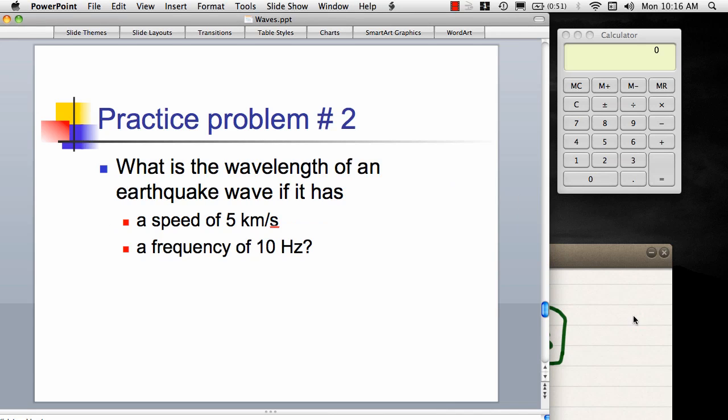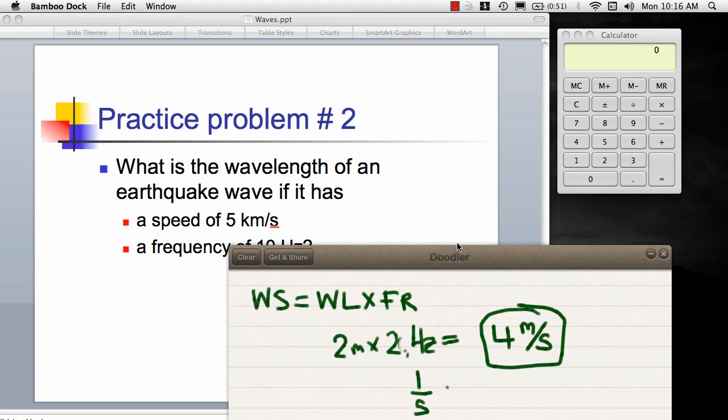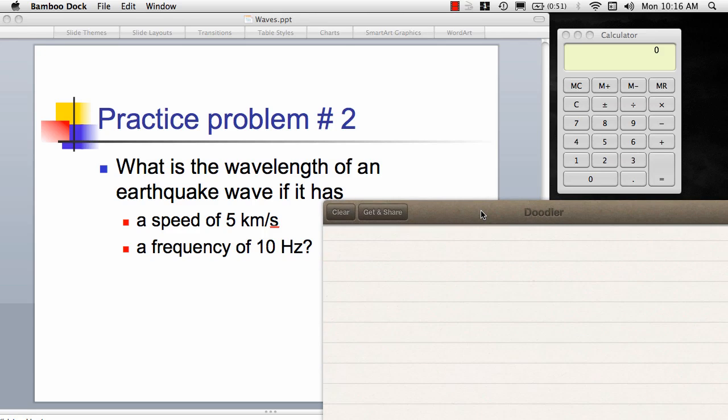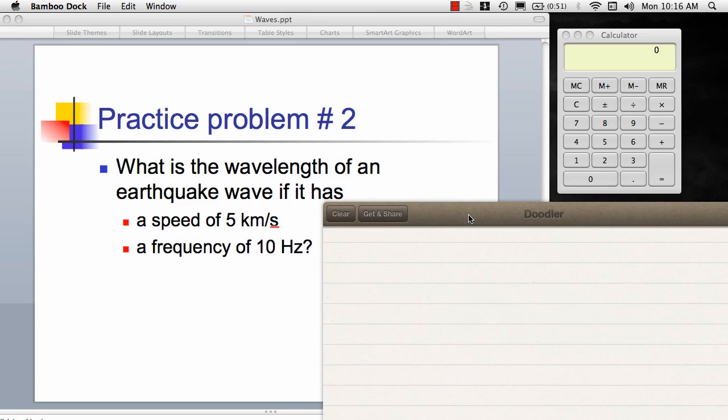Practice problem number 2. So I'm going to erase this screen here. And practice problem number 2 says, what is the wavelength of an earthquake wave if it has a speed of 5 kilometers per second and a frequency of 10 hertz? So we start off with our basic wave equation, that wave speed is equal to wavelength multiplied by frequency. We are trying to solve for wavelength, so we have to divide both sides here by frequency.